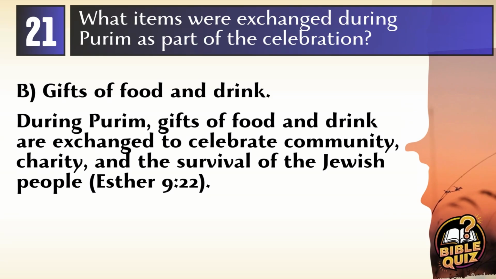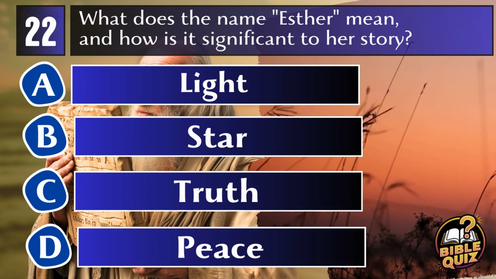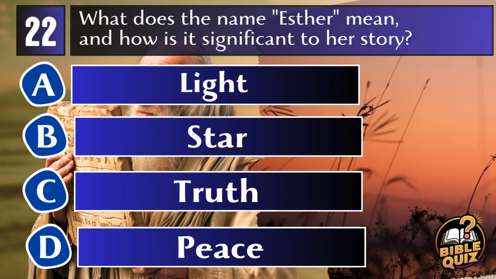Answer B. Gifts of food and drink. During Purim, it is customary to send gifts of food and drink to one another. This practice celebrates community and charity, reflecting the spirit of joy and relief at the survival of the Jewish people. Esther 9:22. Question 22. What does the name Esther mean, and how is it significant to her story?